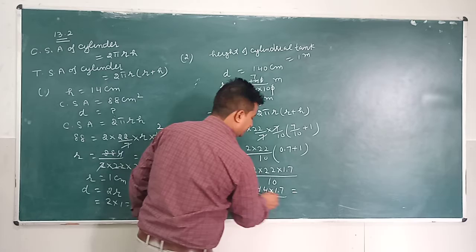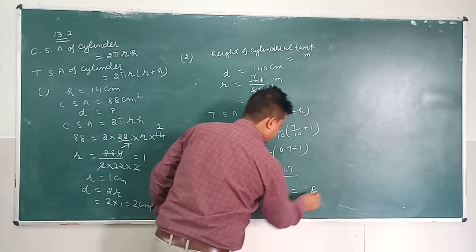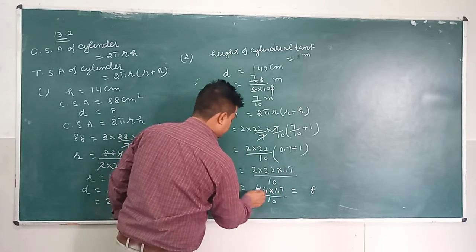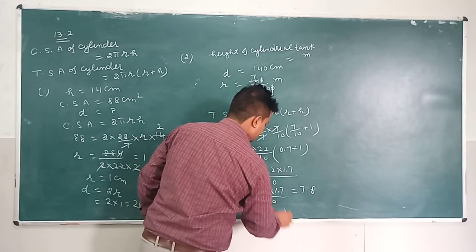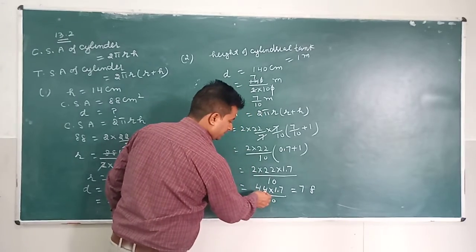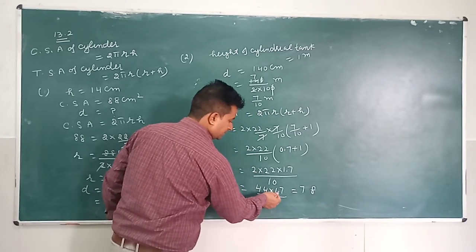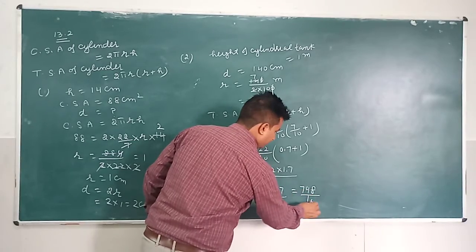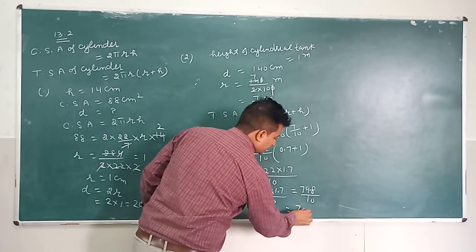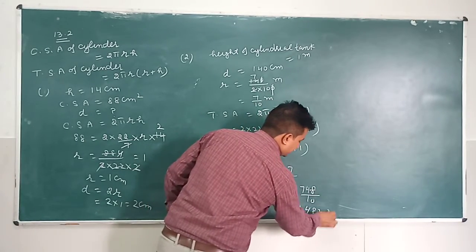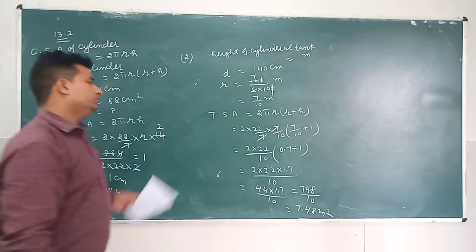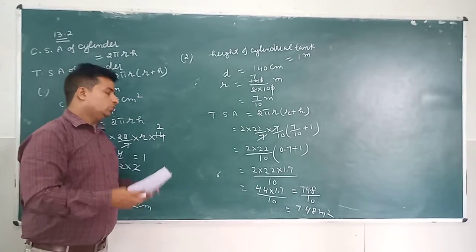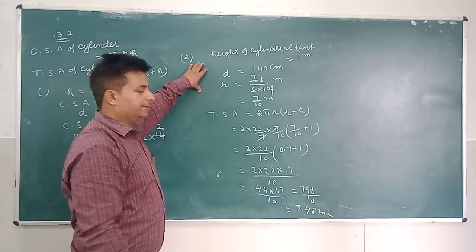When we multiply this, it is 68, 6, this is 68, 8 and 6 is the carry. So this is 68 plus 6 is 74, 7.48. So 7.48 meter square is the sheet which is required to form the cylindrical tank.